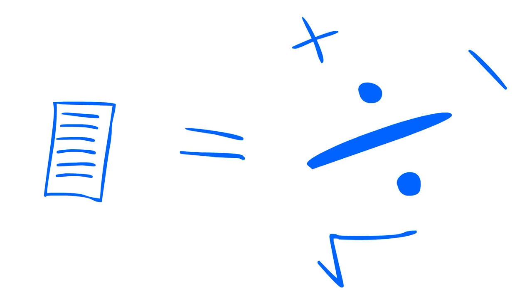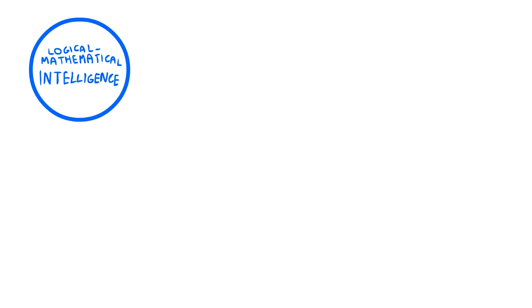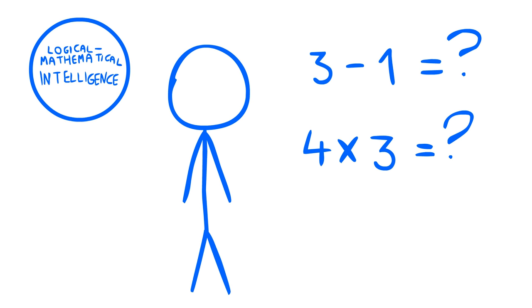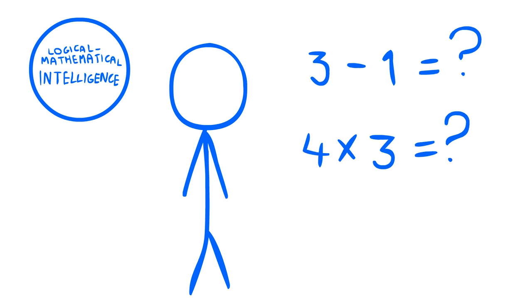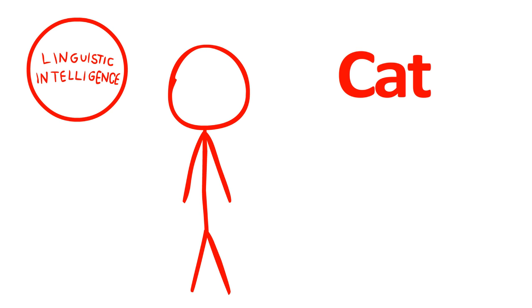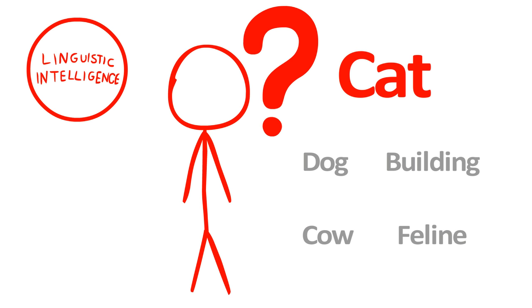Most of the tests they used have a good track record, and seem to be a theoretical match for the type of intelligence they're supposed to be testing. For example, one of the logical mathematical tests measured how quickly and accurately participants could complete simple maths problems, like subtraction and multiplication. And for one of the linguistic tests, participants would be given a word, and then they'd have to choose which of four other words had the most similar meaning.